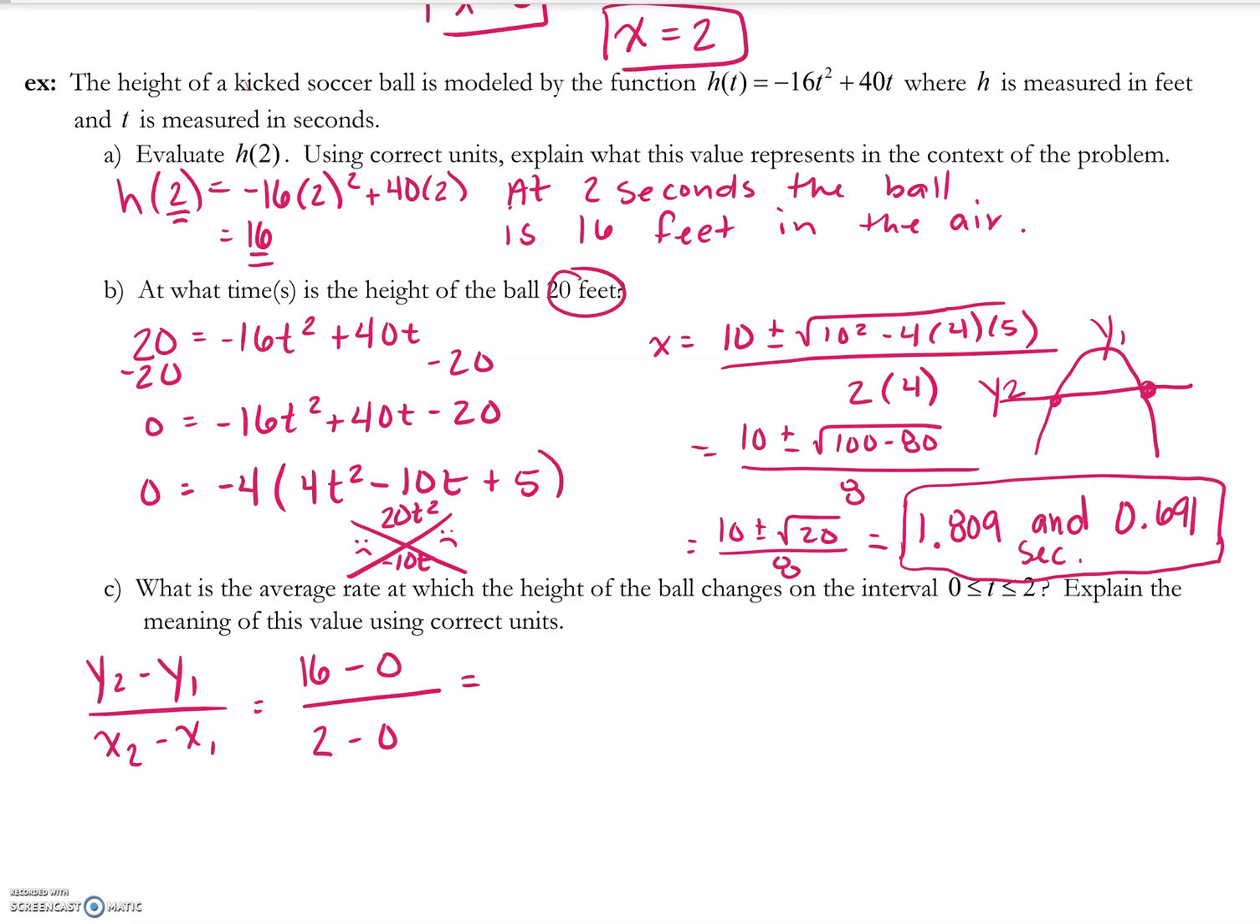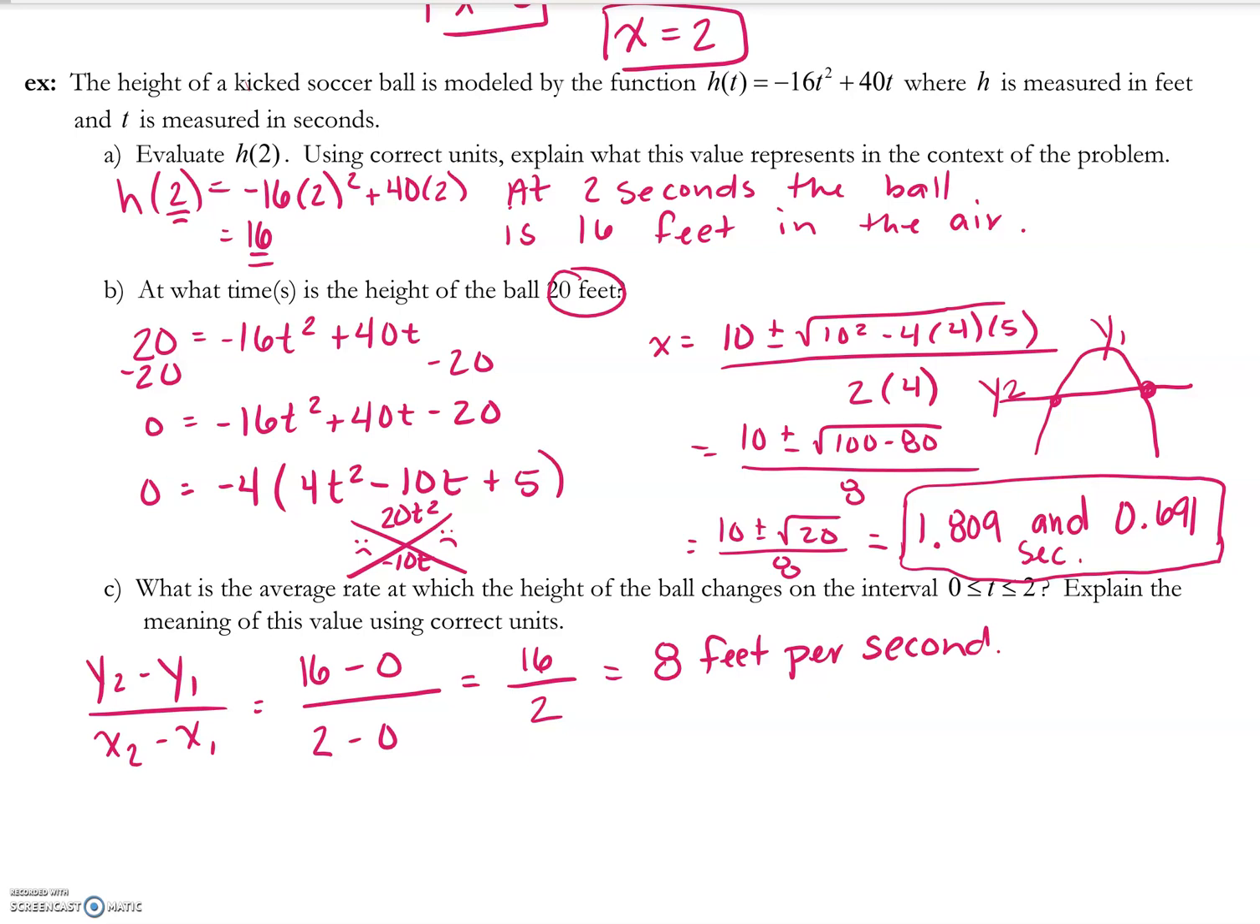When I actually work this out, 16 minus 0 is 16, 2 minus 0 is 2, and 16 over 2 is 8. So there are two ways that you can describe this. One way is like, okay, I know that they understand the basic gist of average rate of change. And the other way to describe this, if I see this on a paper or an assignment, I'm going to be like, wow, they really understand average rate of change. So the simpler way is just to say that the average rate of change is 8 feet per second. That's how fast the ball is going.